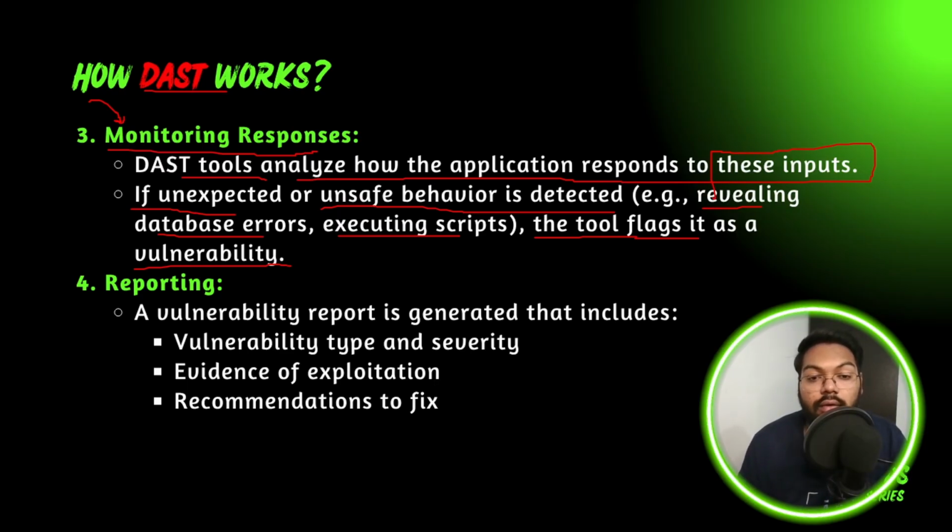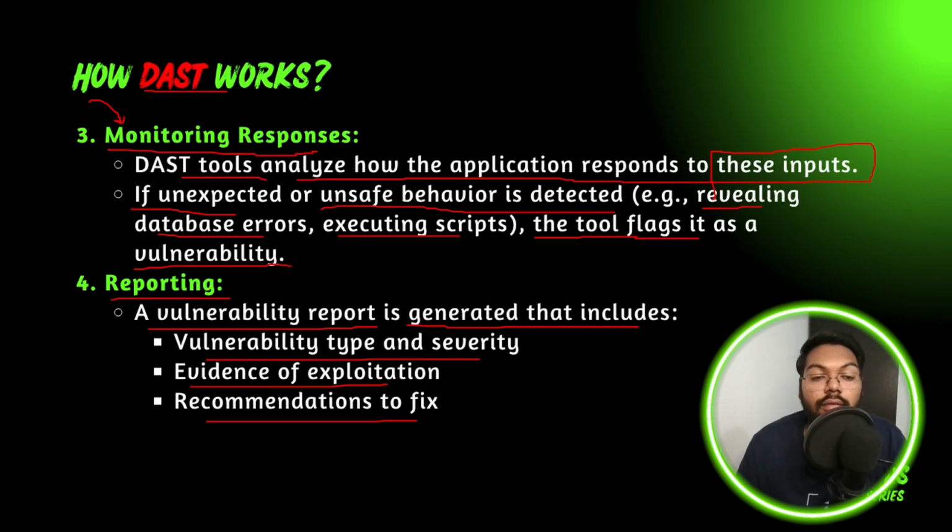that if I try to open it with this screwdriver, now it is opening, or it is destroying the internal circuit, and then it opens later on. So that is what we will do in the monitoring phase, and then we will report this. So now a vulnerability report is generated that includes the vulnerability type, severity, evidence of the exploitation, how it was exploited, and then recommendations to fix that particular thing.